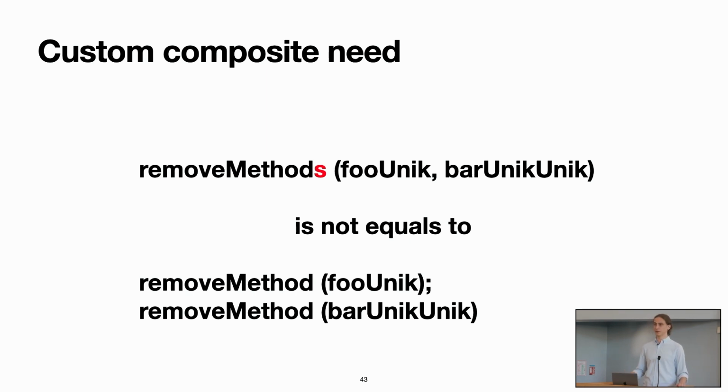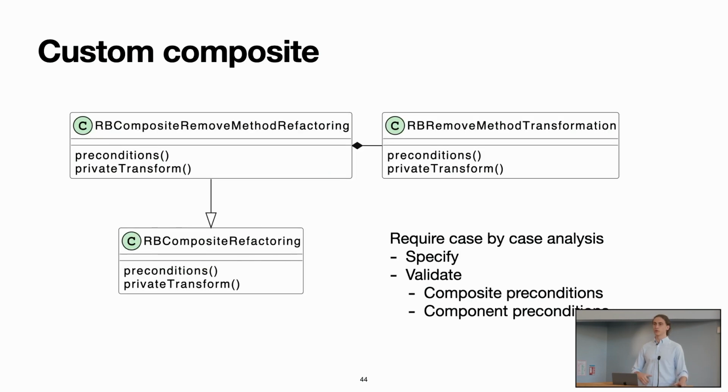That's the real benefit of composite refactoring, because now we can have custom composite precondition checking logic, and we can say, okay, do these methods have any senders outside of themselves? Okay, and then we can remove them. So this will be available in Faro in a few days, I think. This is something I'm working on right now, actually.